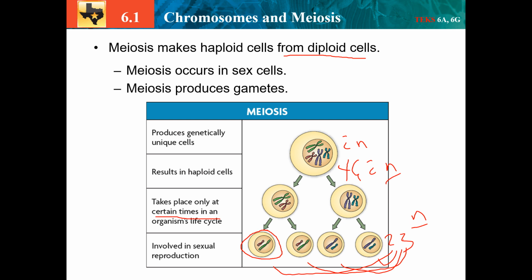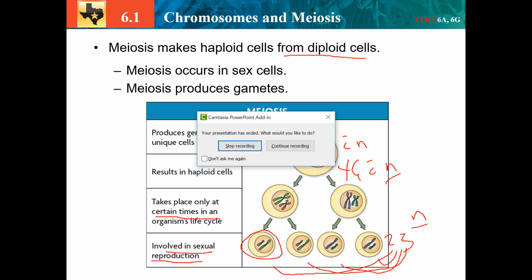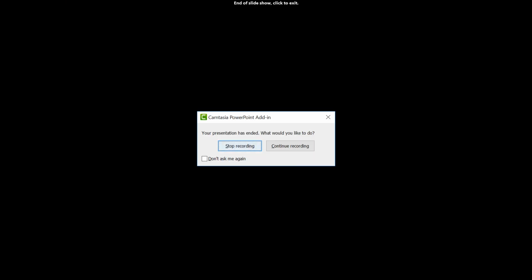And in meiosis, the purpose is to prepare egg and sperm cells for sexual reproduction. Okay, and so that's going to do it for 6.1.